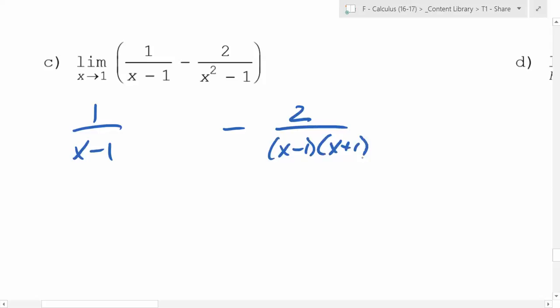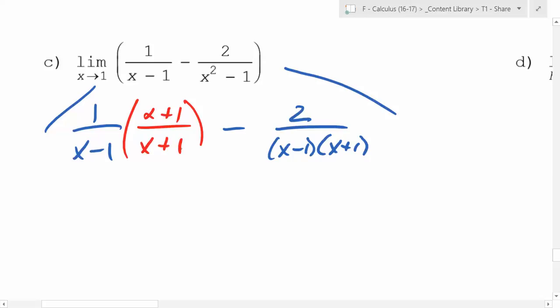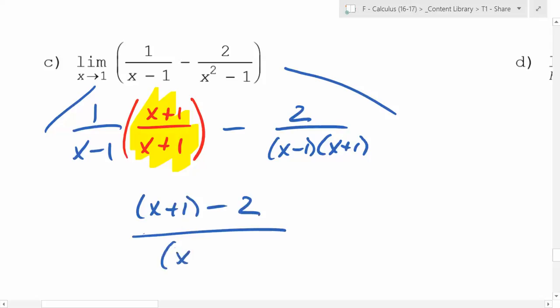Like this, right? I haven't changed anything, do you agree? I'm just expanding this. What do I need to multiply this by to make the same denominator? X plus 1. No, it's the same thing. It has to be a form of what? Is that a form of 1? Have I changed anything? Can I now add these together? I now have x plus 1 minus 2 over what? Exactly.